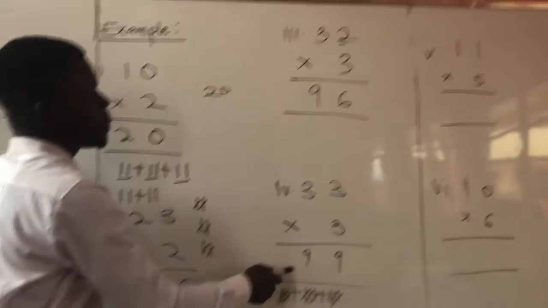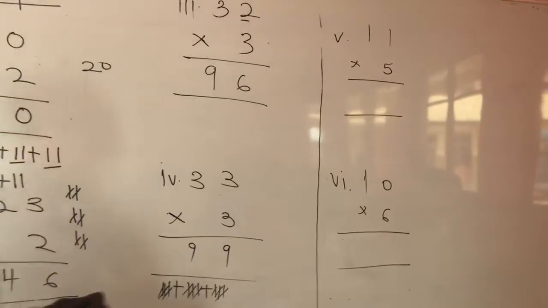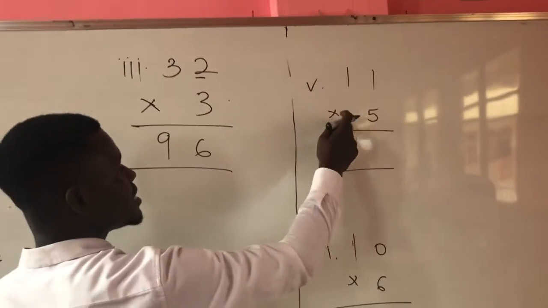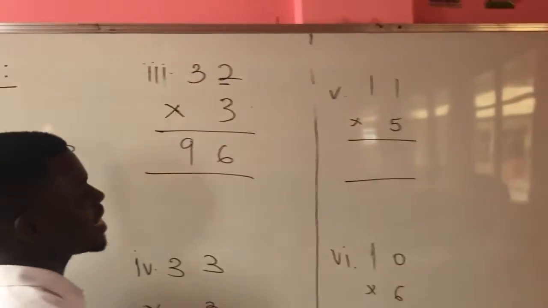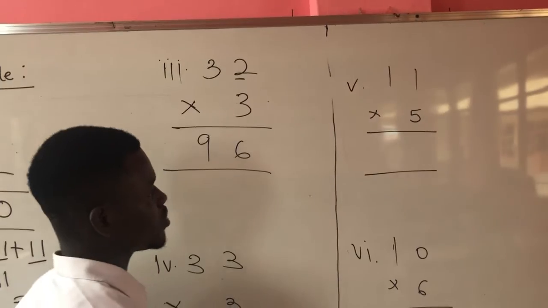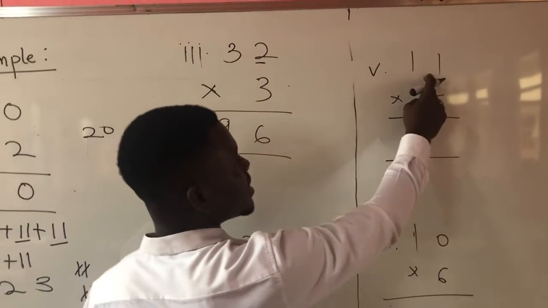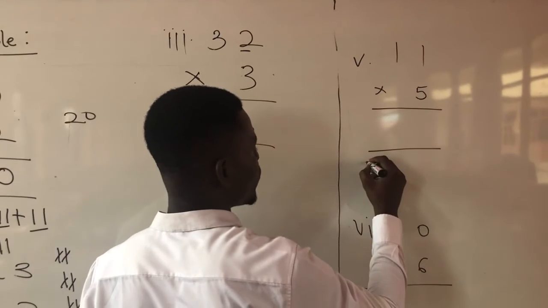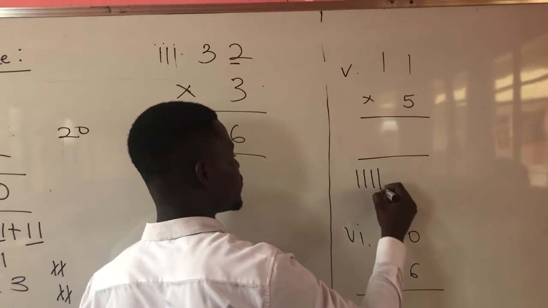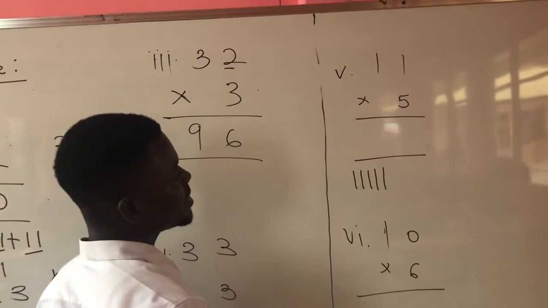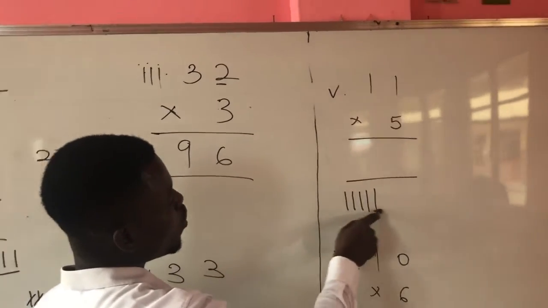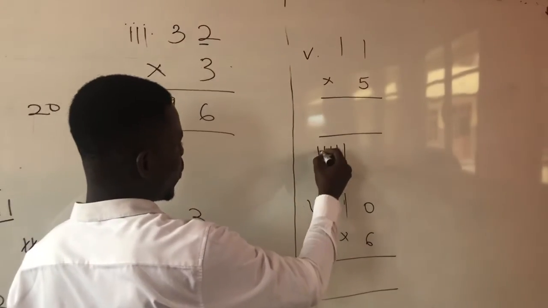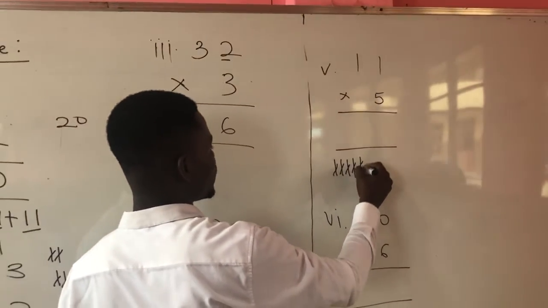99. Let's look at the very last one, which is 11 times 5. So you are multiplying 11 5 times. Let's look at the first one. It says 1. You are multiplying 5 by 1. So you have the first one, which is 1, 2, 3, 4, 5. How many times? You are multiplying it only once. So what should be the answer? 1, 2, 3, 4, 5.